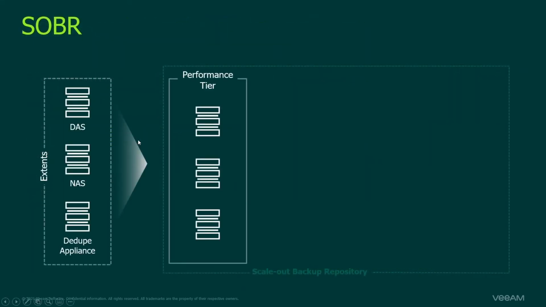So how does this work? So we have a scale-out backup repository, SOBR. We name all those extents, we store those in the performance tier. Why do we call that performance tier? Because they sit at your local data center. They reside at your local data center. They are probably pretty fast and they don't cost you any money or transaction. So that's why we call that the performance tier.